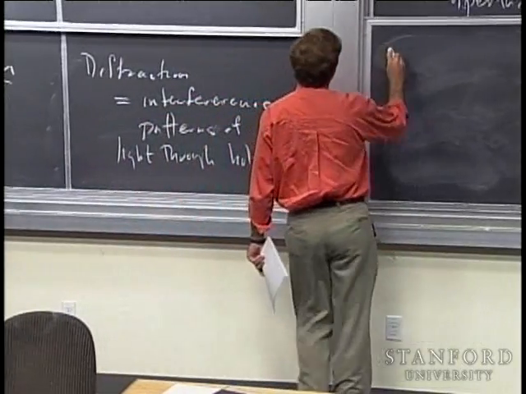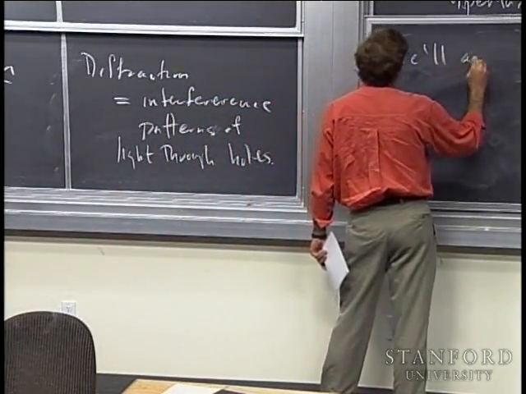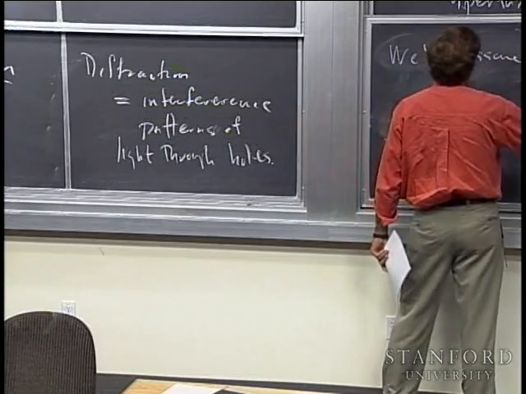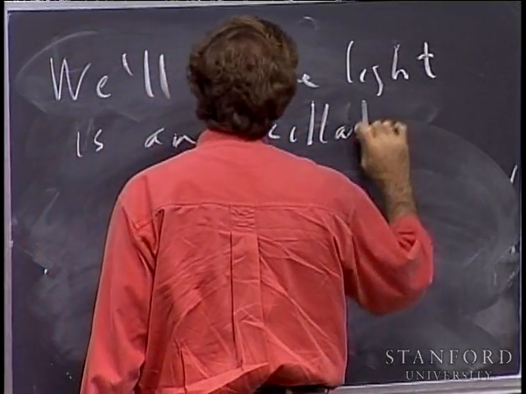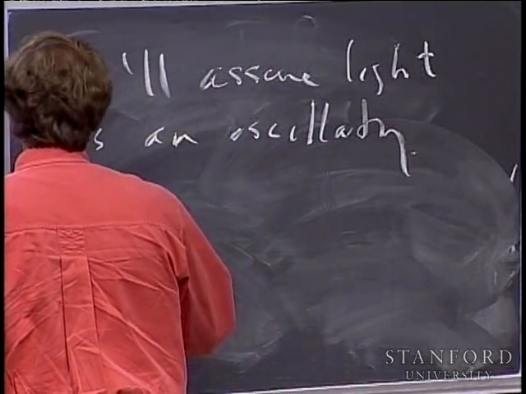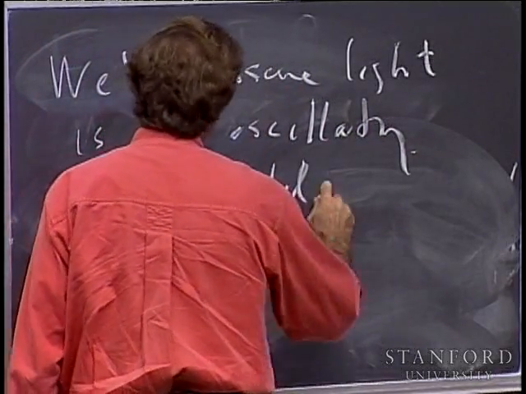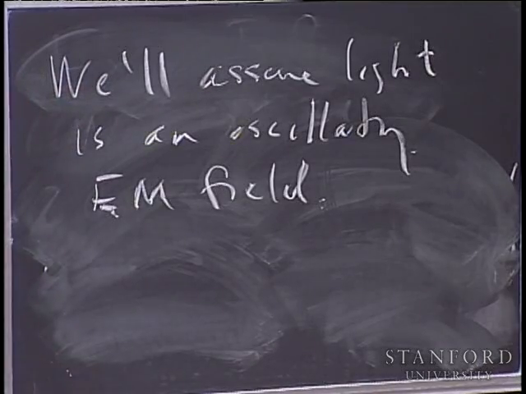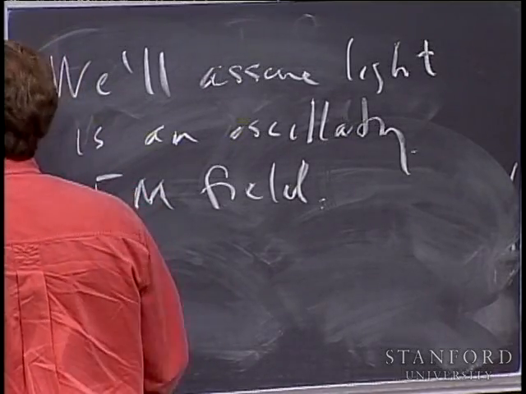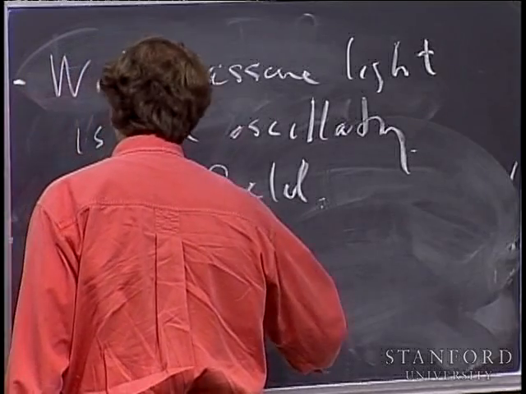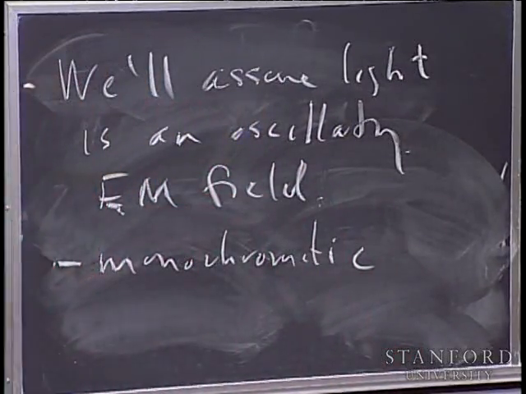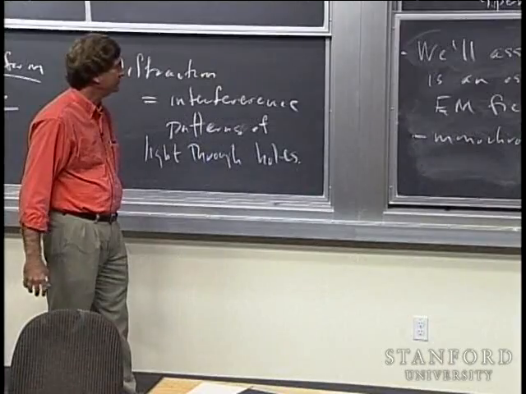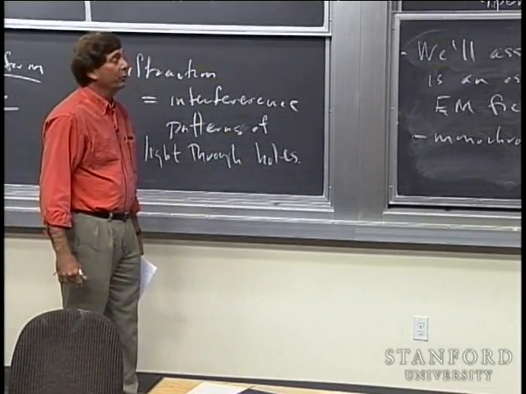So we'll assume light is an oscillating EM field, although we're really only going to talk about the electric field. And we also assume that it's monochromatic, that there's only one frequency of light that's shining, that's being diffracted. That'll simplify writing things as well. And we're making a couple of other assumptions.